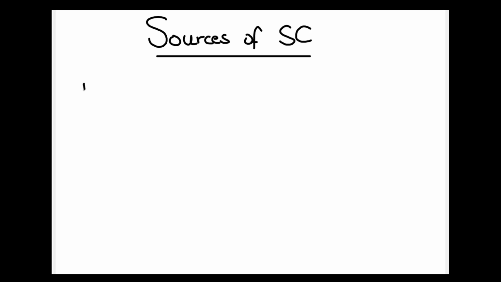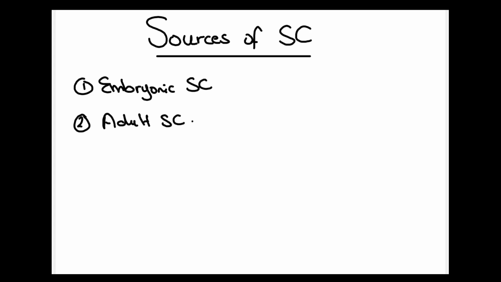So first we have the embryonic stem cells. These are derived from a very early stage in human development, and they have the potential to produce most of the body cell types. Second, we have the adult stem cells. These are found in certain tissues such as the bone marrow in fully grown humans, and they can be limited to producing only certain types of specialized cells.